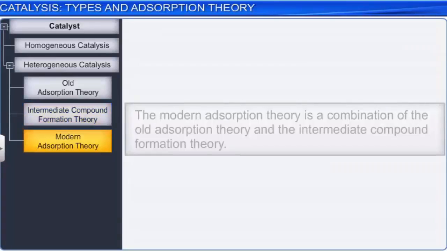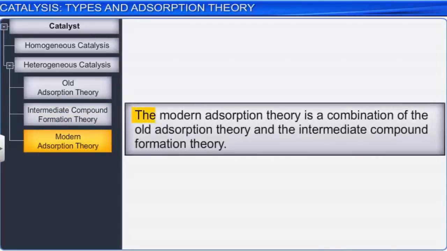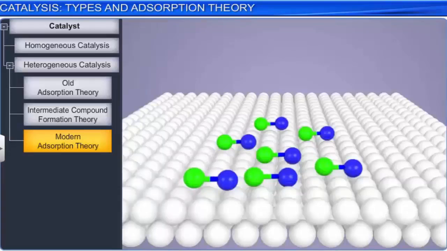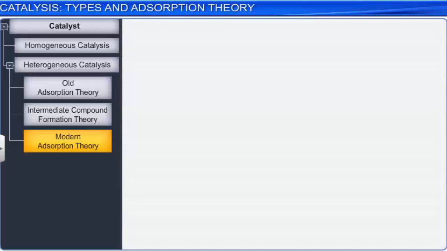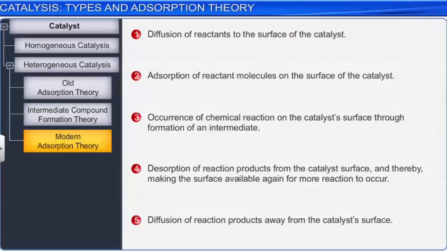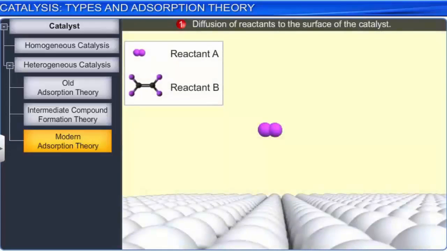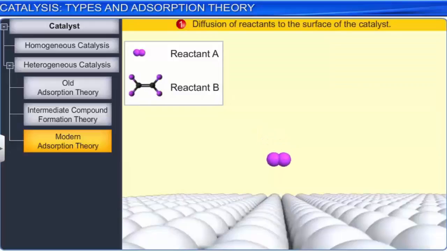Let us now move on to the modern adsorption theory of heterogeneous catalysis. The modern adsorption theory is a combination of the old adsorption theory and the intermediate compound formation theory. This theory explains most examples of heterogeneous catalysis. According to the modern adsorption theory, free valencies are present on the surface of the solid catalyst. The catalysis process involves 5 steps. The first step involves diffusion of the reactant molecules towards the surface of the catalyst.